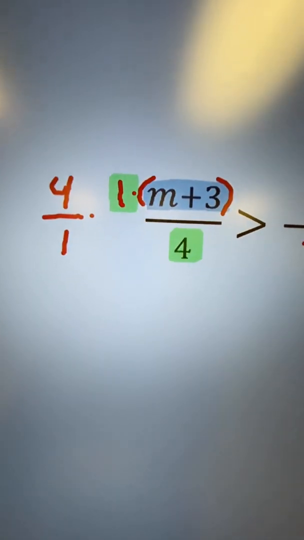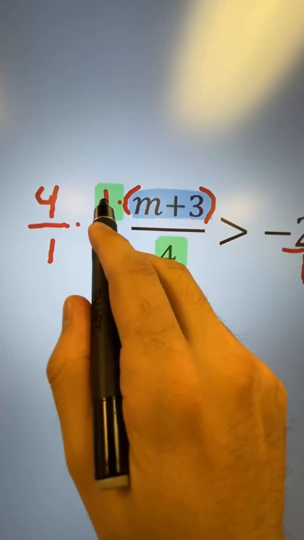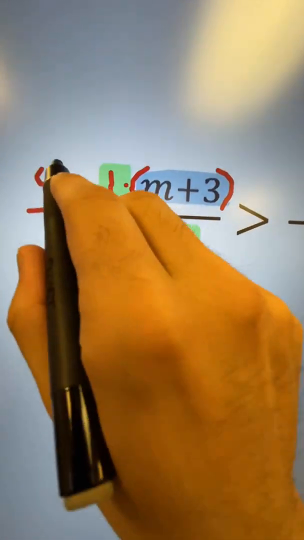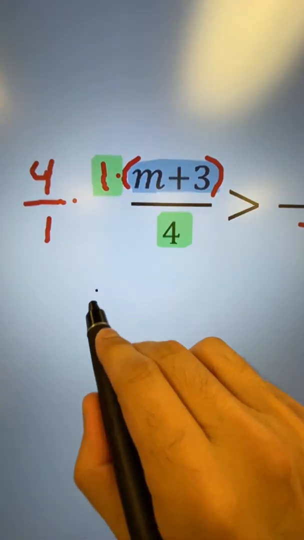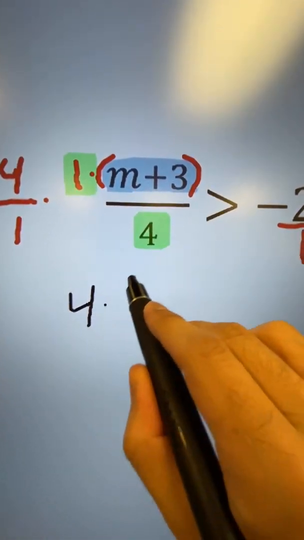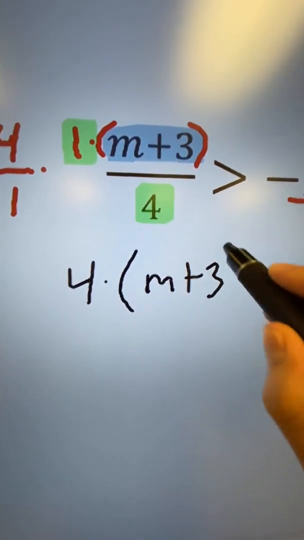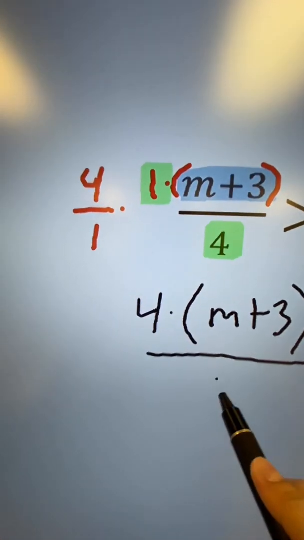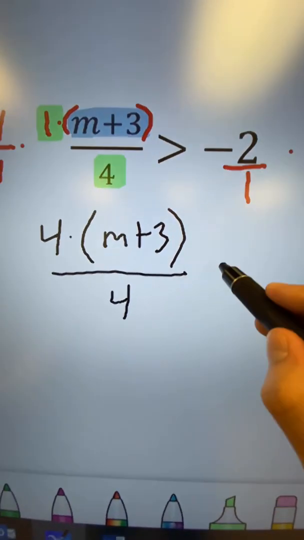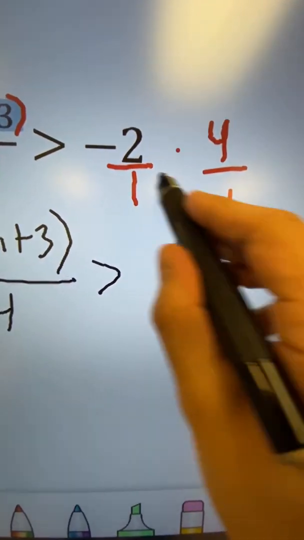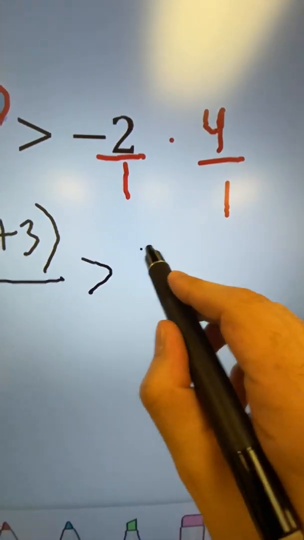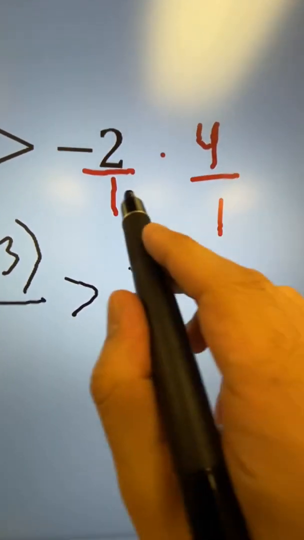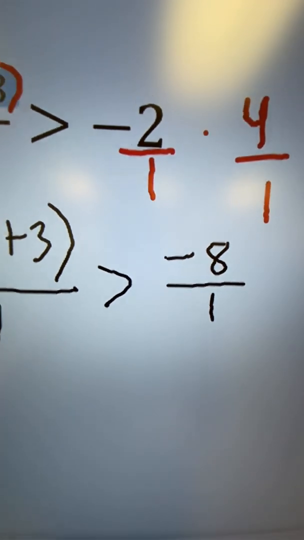So now back to this side, you notice that I said let's make this into a 1, right? We're going to multiply by the reciprocal. Now I want you to see what's going to happen. We're going to get in the numerator, 4 times 1 is going to be 4, and then we have times m plus 3. And then in the denominator, we get 1 times 4, which is 4. And bring down my inequality sign. And then over here, I'm just going to multiply across. -2 times 4 is -8. So multiply the numerators together. And then multiply across in the bottom. The denominators, 1 times 1 is 1.